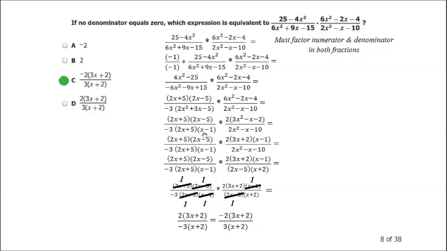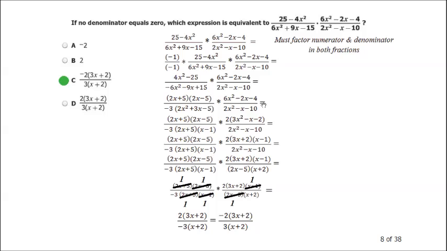2x times x is 2x squared. 2x times 1 is a negative 2x, plus 5x. This gives me the 3x. Positive 5 times negative 1 gives me the negative 5. So I have my first fraction fully factored here.